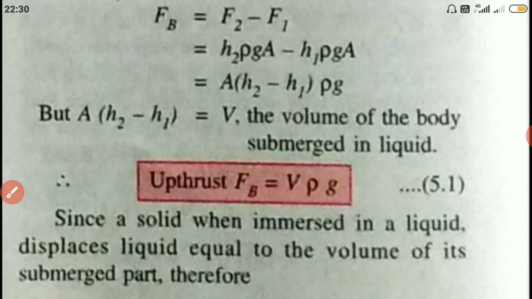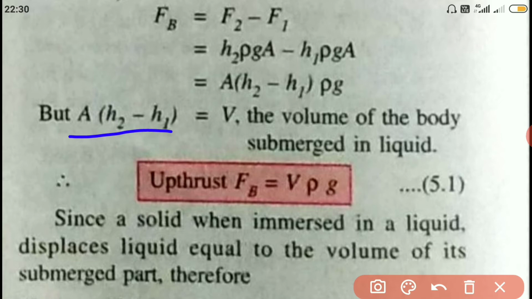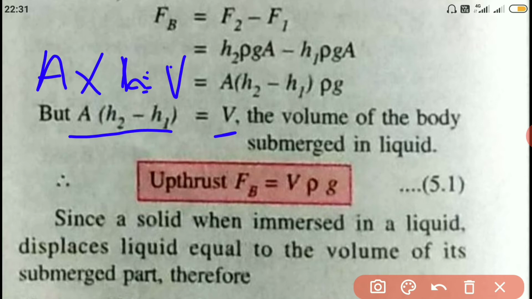Now A multiplied by H2 minus H1, that is area multiplied by the length or the height, should be equal to volume, isn't it? That should be equal to V, the volume of the body submerged in the liquid. This is the volume of the body that is submerged, that is put inside the liquid, not the whole volume of the liquid. Thus the value of the upthrust, which is Fb, should be equal to V rho g, because this much becomes V and rho g is left. So upthrust becomes Fb equals V rho g.